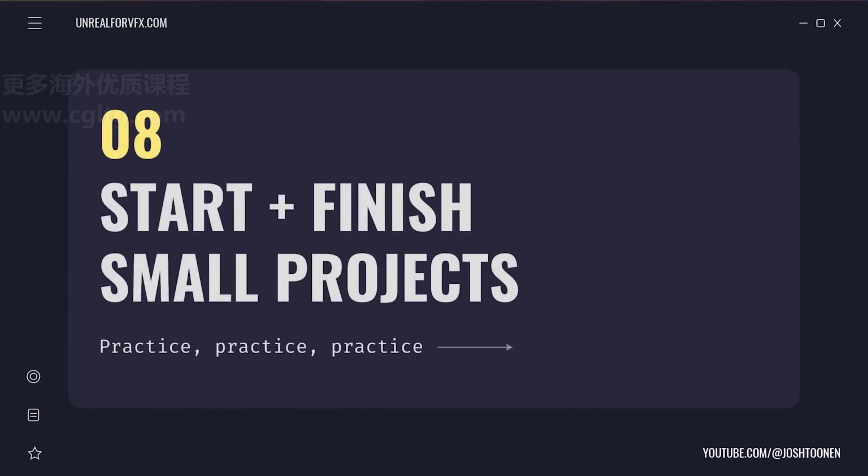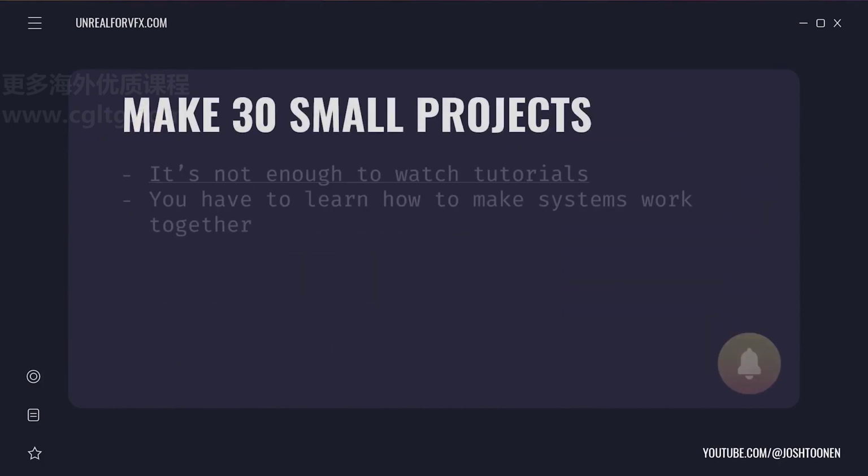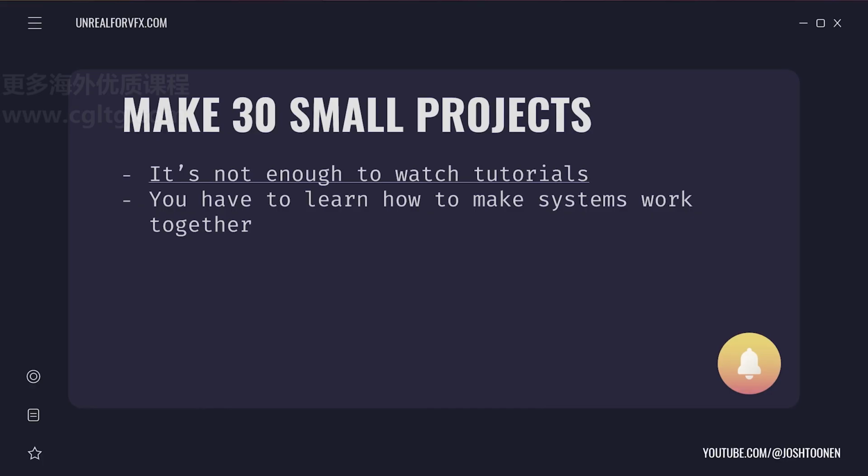And the last lesson is to start and finish small projects. This is the best way to practice, is not to be too precious about any one project. When you're first learning Unreal, it's not enough to just watch tutorials. You actually have to apply this information to make sure it really works inside of Unreal. It's one thing for all of these things to make sense conceptually, but it's another thing to have them working correctly once you go to render your final image.